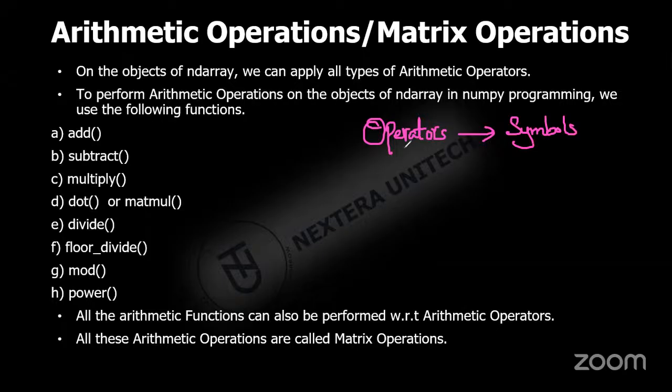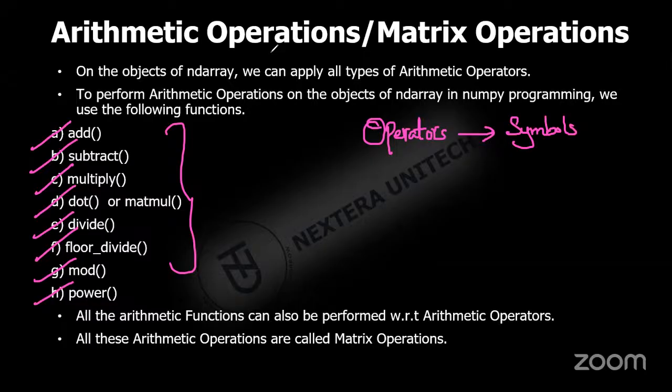In order to do these arithmetic operations, we have functions in the NumPy module. What are these functions? Add function, subtract function, multiply function, dot or matmul, the matrix multiplication function, divide function, floor divide function, mod function, and power function. All these functions from NumPy help us to perform arithmetic operations.